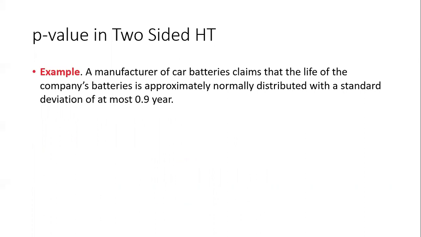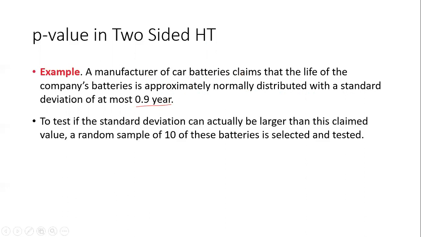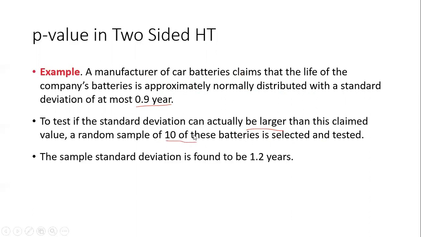Well, let's find the p-value, for example, in hypothesis testing for the variance. A manufacturer of car batteries claims that the life of the company's batteries is approximately normally distributed with a standard deviation of at most 0.9 years. To test whether the standard deviation can actually be larger, I take 10 of these batteries and test them. It turns out that the standard deviation is 1.2 years. So S is equal to 1.2.